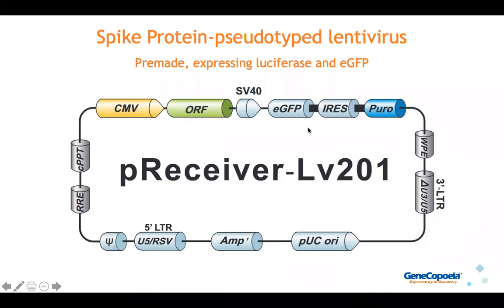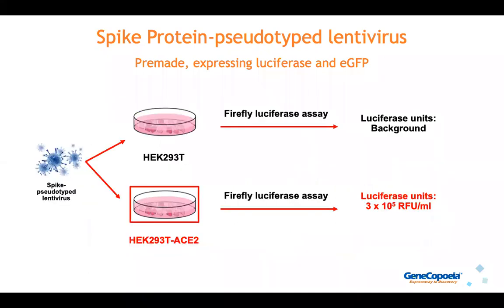This expresses firefly luciferase from the CMV promoter and also contains a GFP. So what we can do is use this virus to infect ACE2 expressing cells that we engineered and then look for both GFP expression as well as luciferase activity. And that's shown here. If we take the spike pseudotyped lentivirus, we then try to infect either normal, unmodified HEK293T cells or cells in which we've engineered them to express ACE2. We can then do a firefly luciferase assay on both transductions.